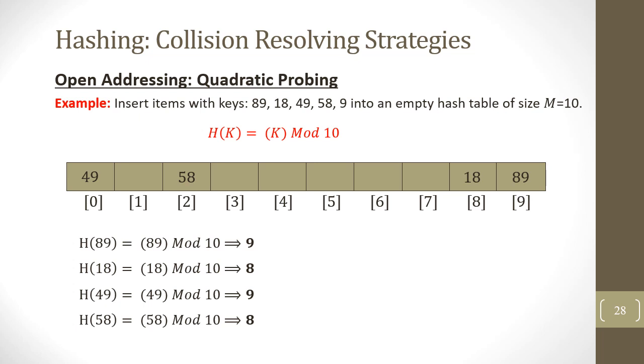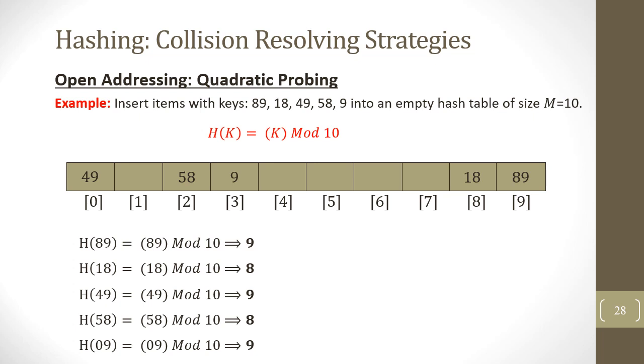Similarly, the last item is 9. We take mod 10 of 9, which is 9. So there is a collision. First we will look at the 1 square location, which is this slot. It is occupied. Then we will look at the 2 square location, which is the fourth location from this point. So 1, 2, 3, 4. The fourth location from that 9th slot is empty, so we plug in 9 in this slot.